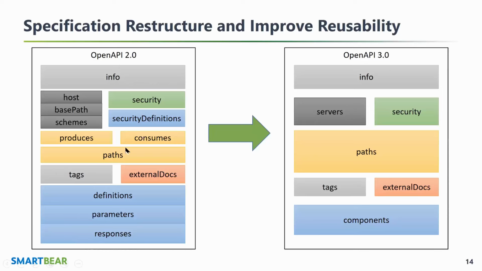So there's also the addition of servers to the root level, and this replaces the host and base path. With 3.0, you can have multiple servers as well for different environments, and we will show you all of these in the demo.